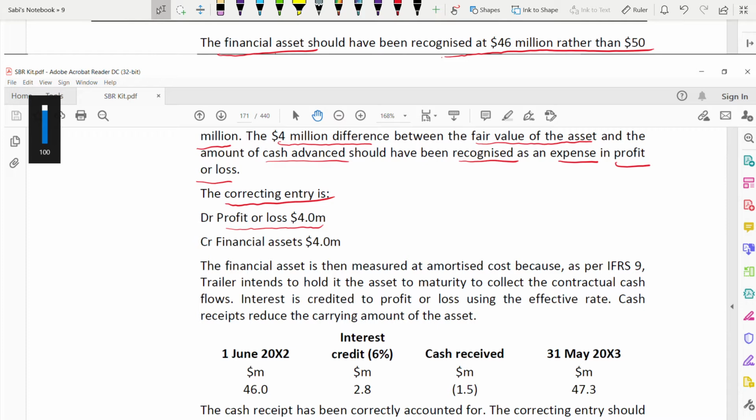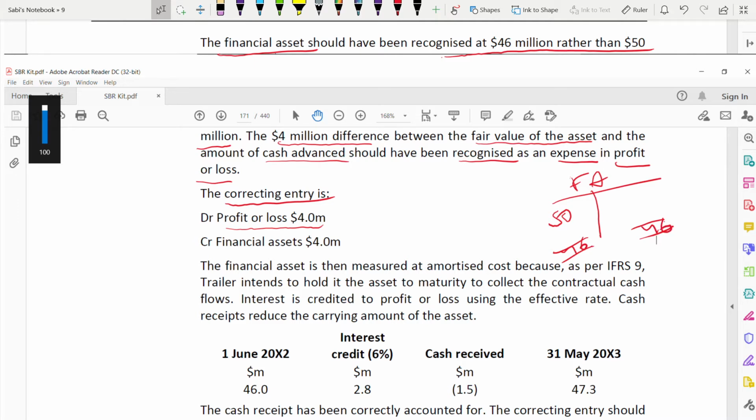Think. If you're confused in this case, you can make a T account. How to make it? Let's see. This is a financial asset. Our key thing is the financial asset only. Whatever asset, whether financial asset, intangible asset, non-current asset, or any current asset, we know the amount is always a debit balance. So it was initially recognized as 50 million, which means it would have been recognized on the debit side. But the correct amount is 46 million, that means the closing balance should be 46. So this 50 needs to be brought down to 46.